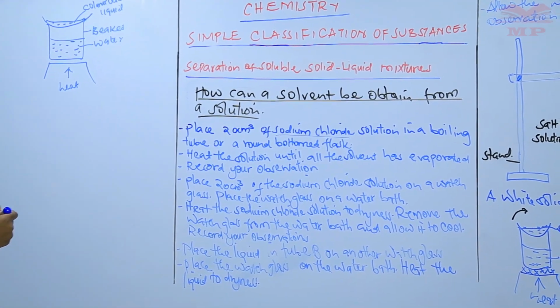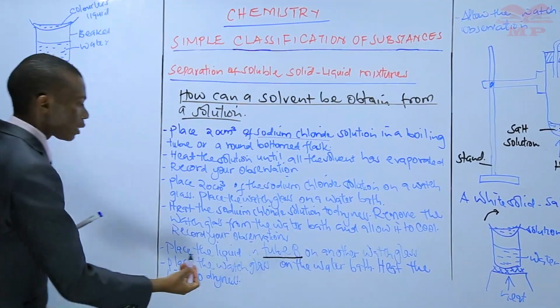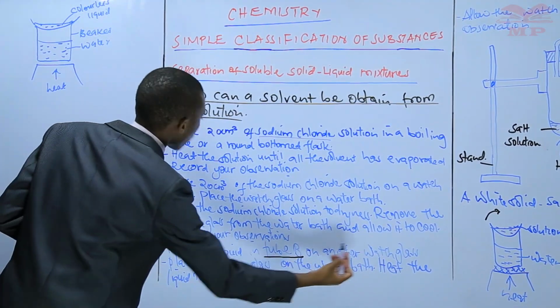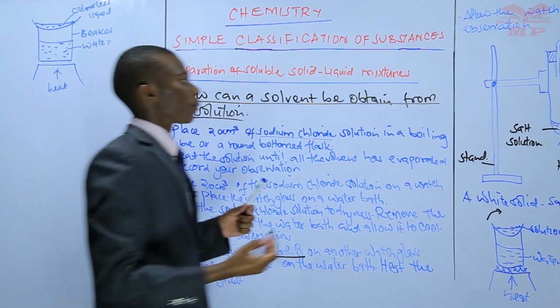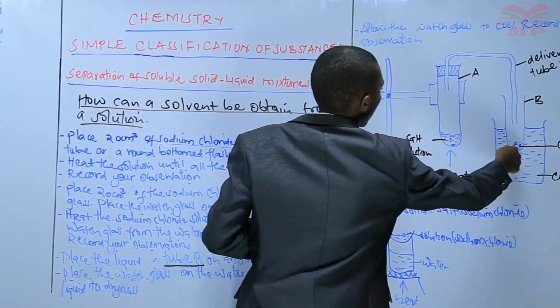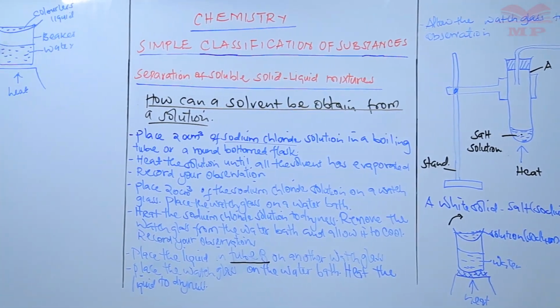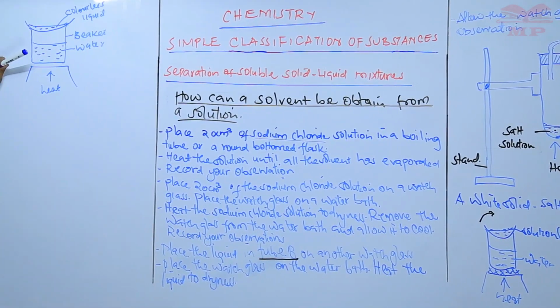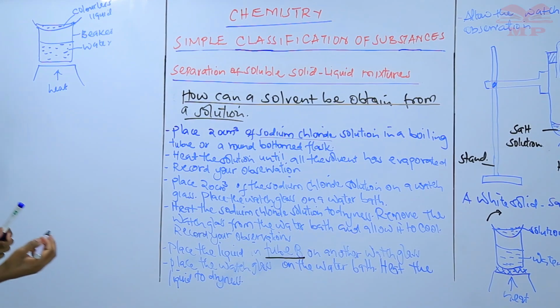That is a beaker. Then we are talking about tube B. So place the liquid in tube B on another watch glass. This is the liquid, and the liquid in tube B is a colorless liquid. Therefore, the colorless liquid is on a watch glass. Then you put it on a water bath and heat to dryness. And you also observe what is going to happen after you heat it to dryness.